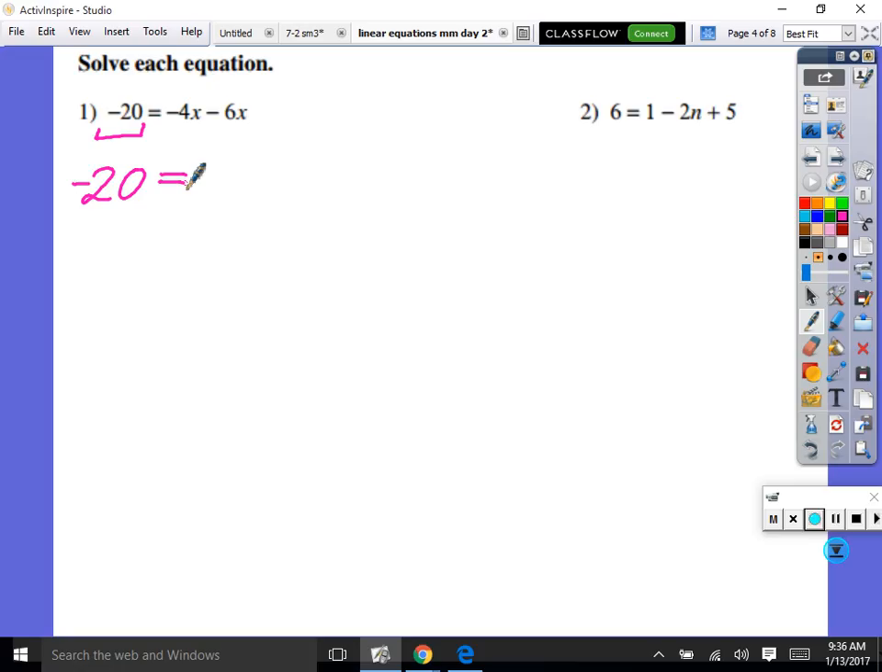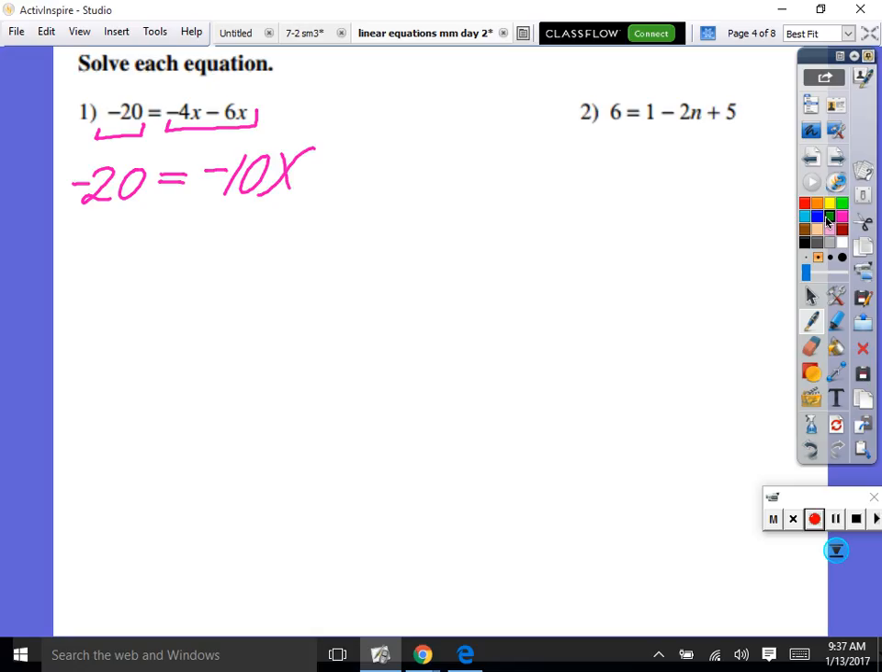Okay. All right. So looking at this, we have negative 20 is equal to. Now we need to combine those two. Think before you do it. Negative 4x minus 6x is how many x's? Negative 10x. It's not a trick question. You're absolutely right. We've done the first step.